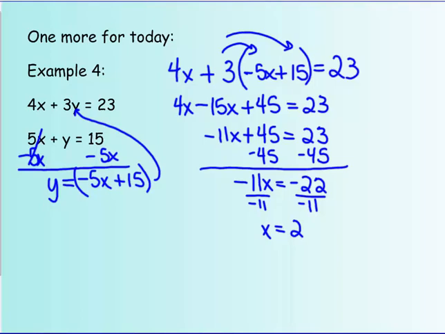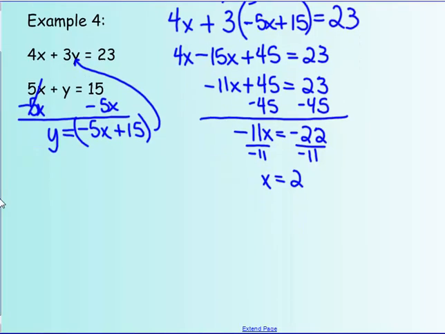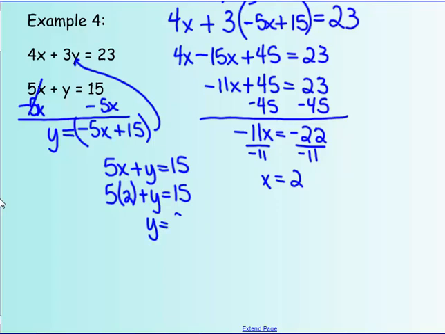X is 2. So 5x plus y equals 15. I'm going to solve this for y because I know what x is. 5 times 2 plus y equals 15. Well, 5 times 2 is 10. 10 plus 5, so y is 5. X is 2, y is 5.